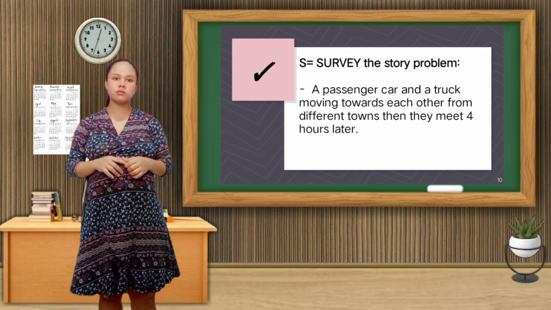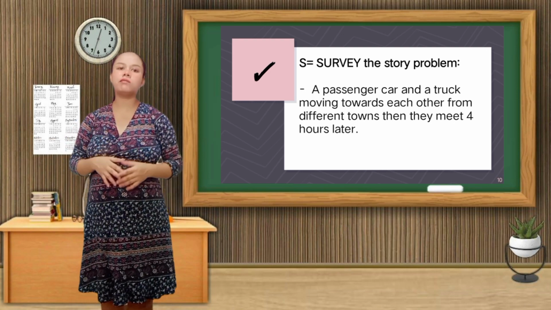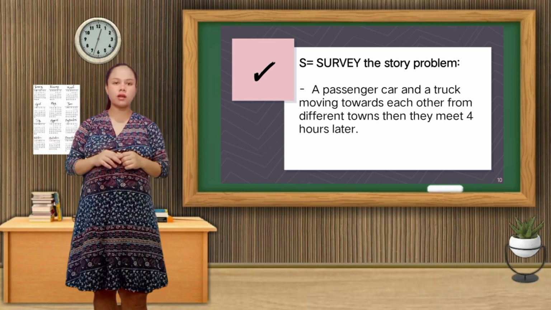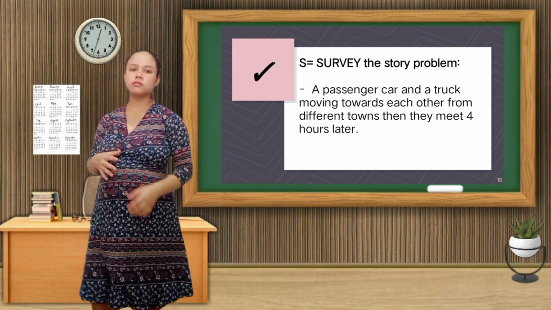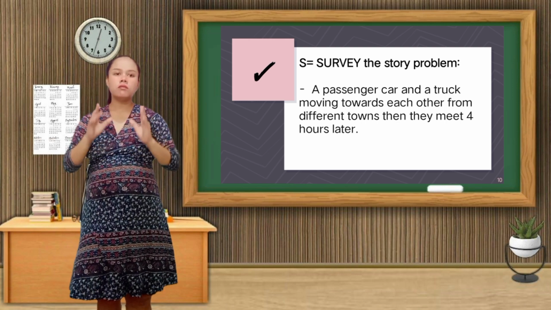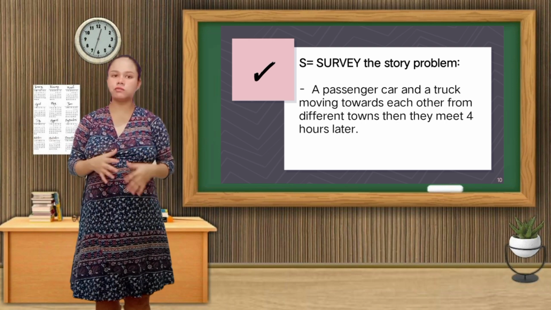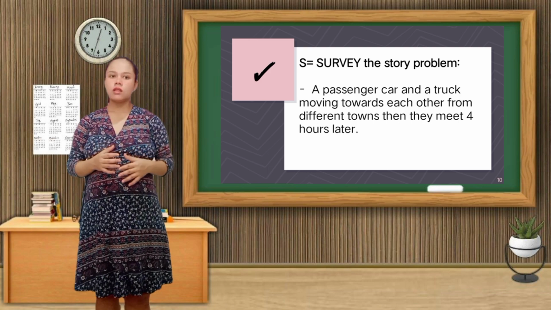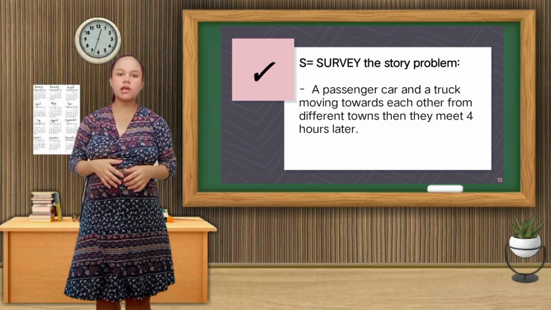So the first step is to survey the story problem. Read the problem over quickly for general understanding. So a passenger car and a truck are moving towards each other from different towns. Then they meet 4 hours later.